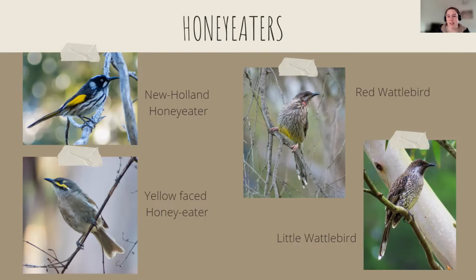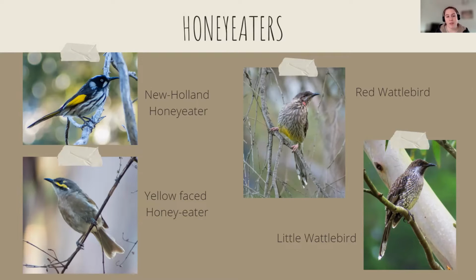And types of honeyeaters that are not called honeyeaters, but are still honeyeaters, are the red wattlebird, which is characterized by the yellow tongue and the red wattles that hang on their neck, and then the little wattlebird, which is easy to identify because it looks really similar, it just doesn't have those red wattles.